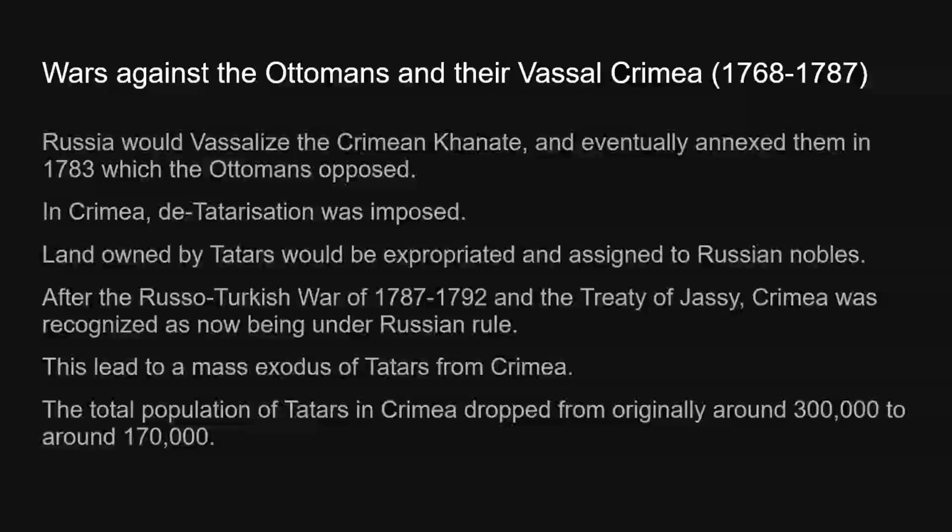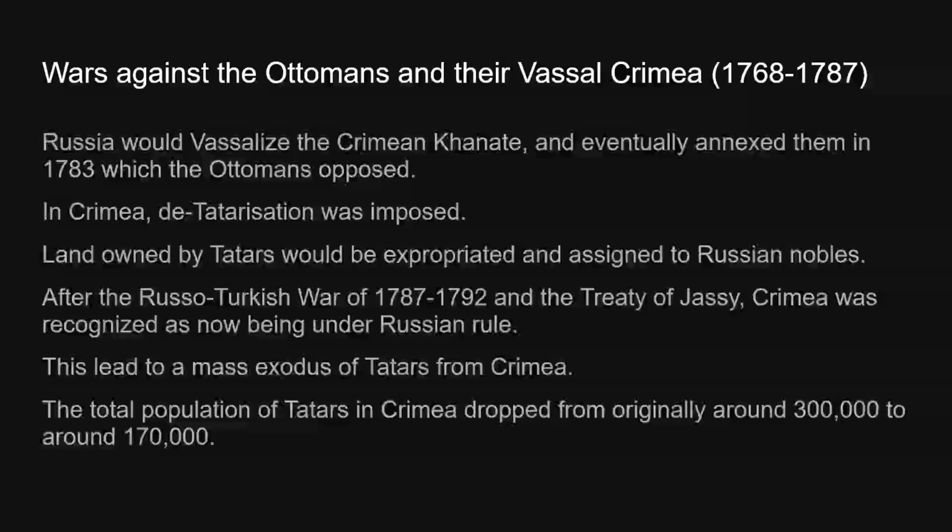After a war with the Ottoman Empire, Russia would vassalize Crimea, and eventually, in violation of the Treaty of Kyuchuk-Kainarji, Russia would conduct the first annexation of Crimea. Policies of de-Tatarization would be imposed, characterized by expropriating land owned by Tatars and assigning land to Russian nobles. After the Russo-Turkish War of 1787 to 1792, the Treaty of Jassy would recognize Crimea as being under Russian rule.